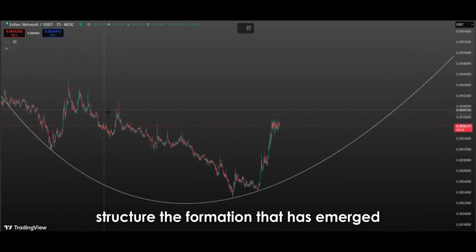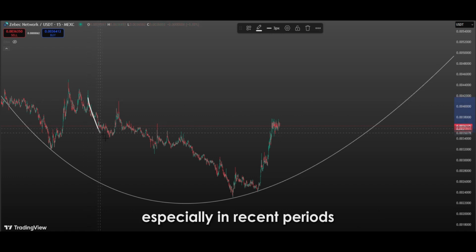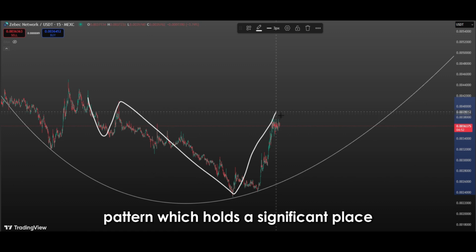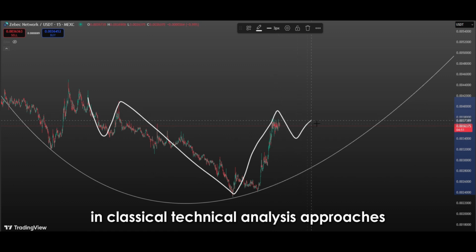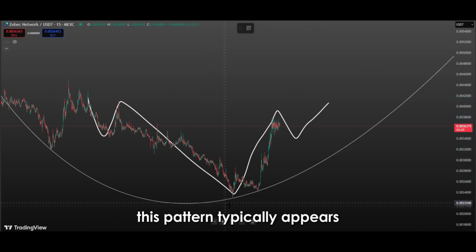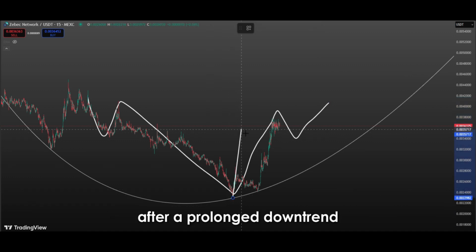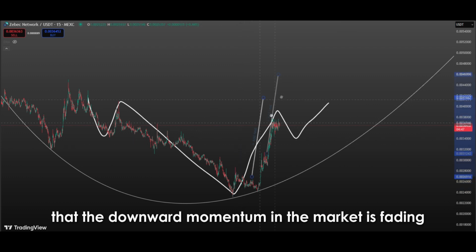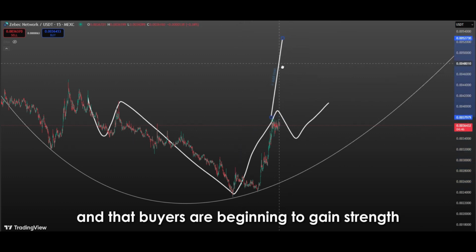When the chart is examined in detail, it becomes clearly observable that price movements are evolving toward a specific structure. The formation that has emerged, especially in recent periods, points to the inverse head and shoulders pattern, which holds a significant place in classical technical analysis approaches and is known as a reversal formation. This pattern typically appears after a prolonged downtrend and is considered a strong reversal signal, indicating that the downward momentum in the market is fading and that buyers are beginning to gain strength.